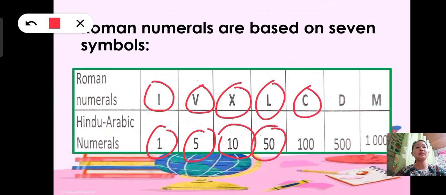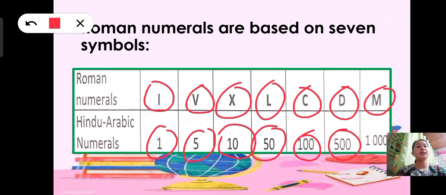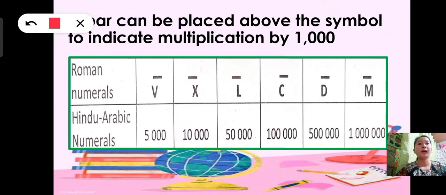Roman numeral C, its value in Hindu-Arabic numeral is 100. Roman numeral D, its value is 500. And the last one, Roman numeral M, in Hindu-Arabic numeral, its value is 1000. A bar can be placed above the symbol to indicate multiplication by 1000.